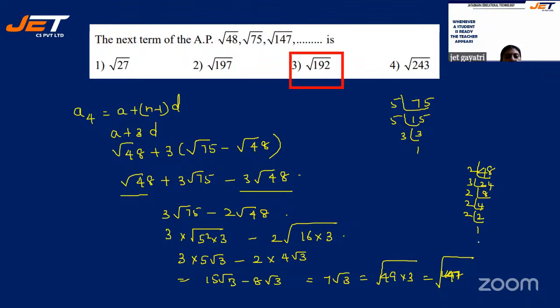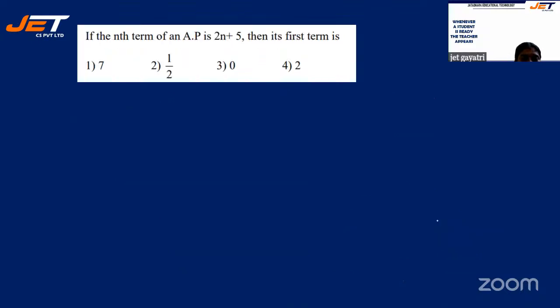So it should be root of 147, not 192. So you can check and do the corrections. It is root of 147. Okay, root of 147. See the next question.